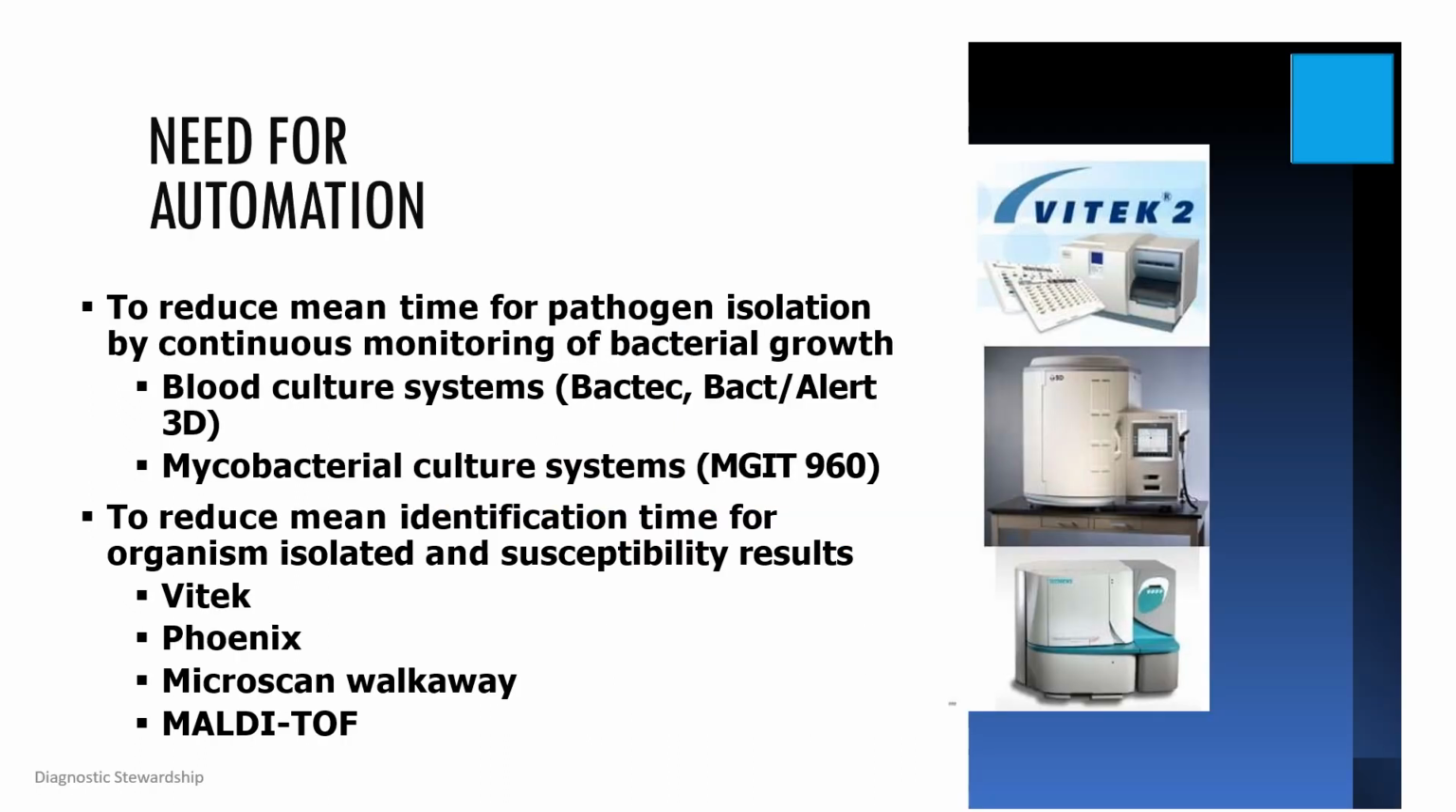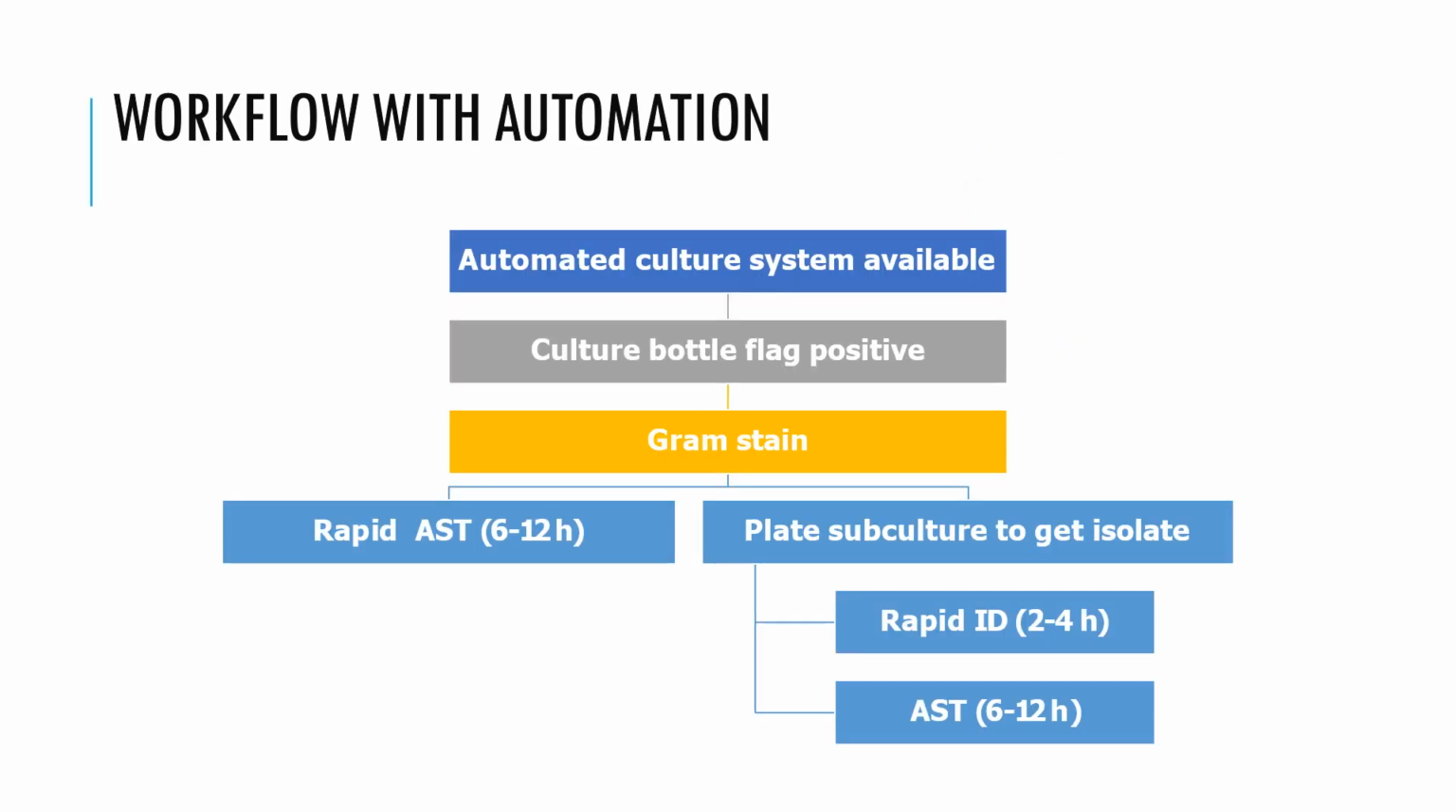There is a need for automation to reduce the mean time for pathogen isolation by continuously monitoring bacterial growth. It is also to reduce the mean identification time for the organism isolated and the susceptibility result. How is the workflow? Automated culture systems are available. The blood culture flags positive, then we do the microscopy, and either we go for rapid susceptibility testing or subculture it and then proceed for identification and susceptibility.